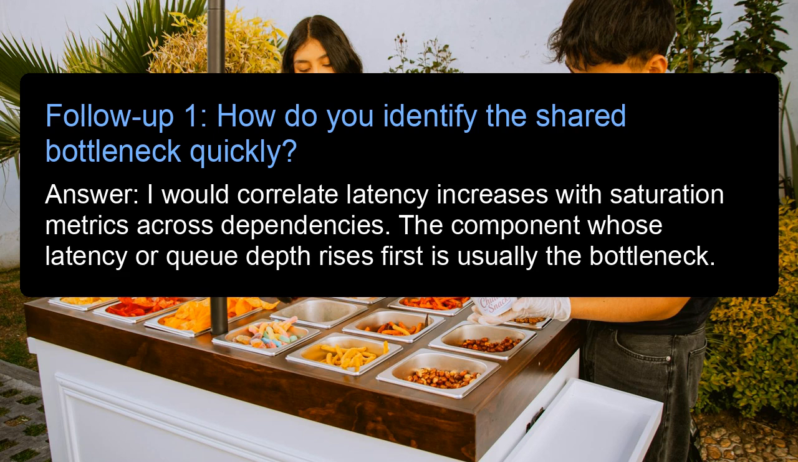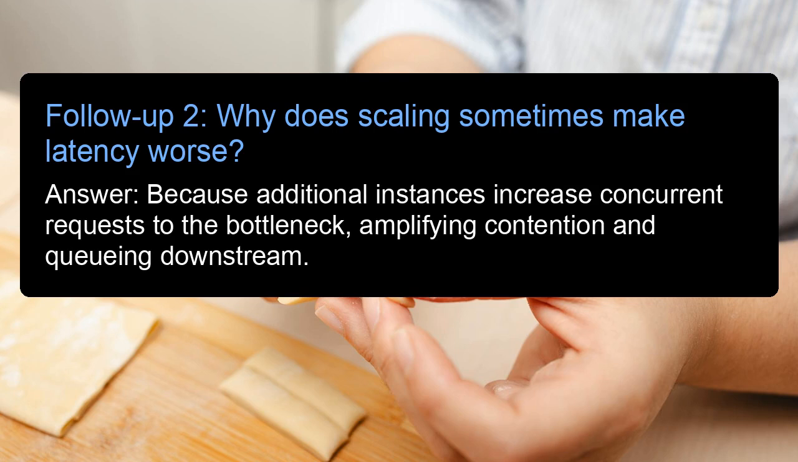Follow-up 1. How do you identify the shared bottleneck quickly? Answer: I would correlate latency increases with saturation metrics across dependencies. The component whose latency, or queue depth, rises first is usually the bottleneck. Follow-up 2. Why does scaling sometimes make latency worse? Answer: because additional instances increase concurrent requests to the bottleneck, amplifying contention and queuing downstream.